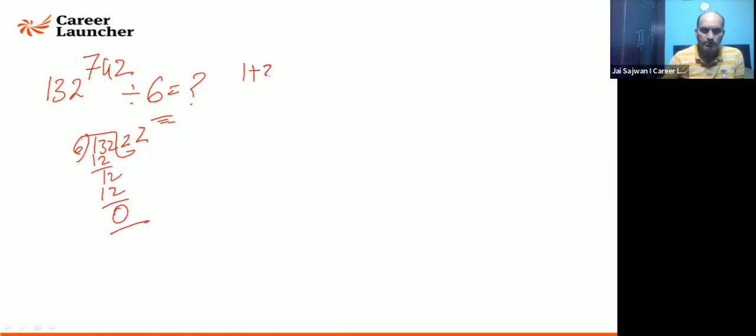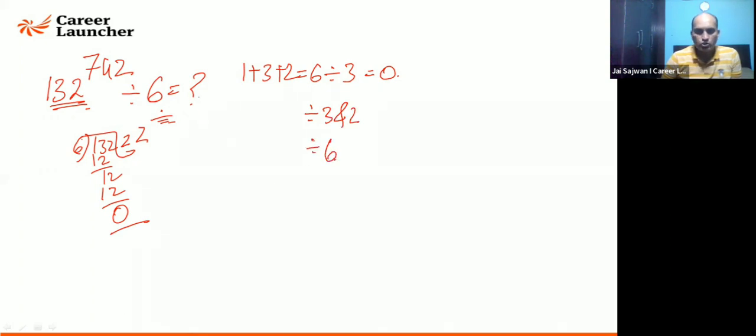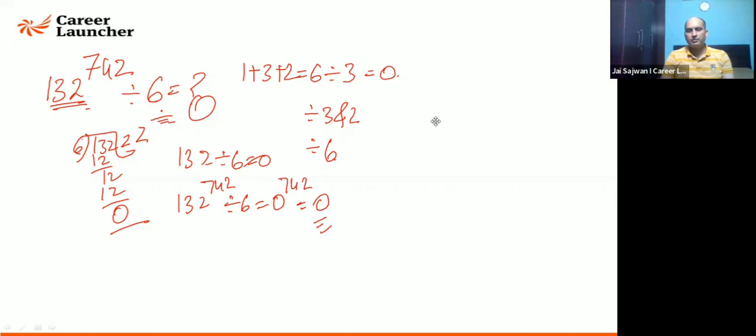You can also see 1 plus 3 plus 2 is 6, and 6 is divisible by 3, of course. And it is an even number. An even number will be divisible by 2. So I know a number which is divisible by 3 and 2 is actually divisible by 6. So once you know the remainder of 132 divided by 6 is 0, whatever power you raise it to, the remainder will become 0. Fine. Clear, everyone?